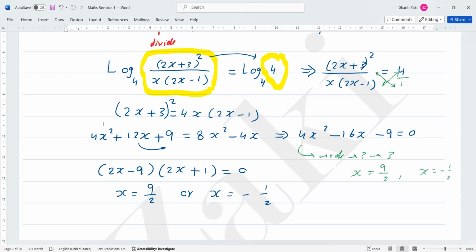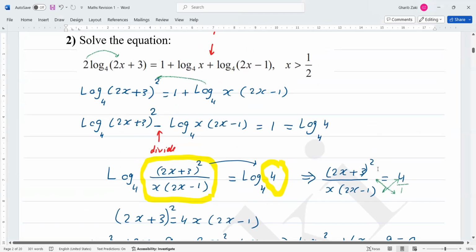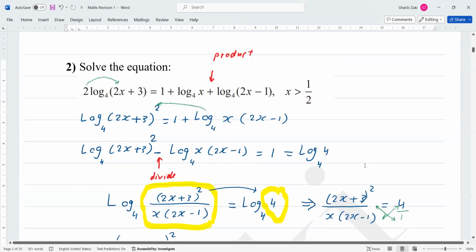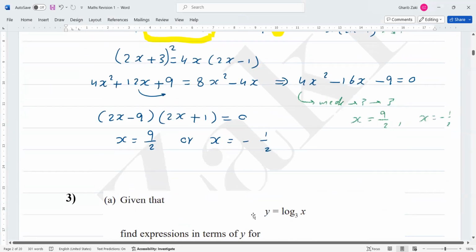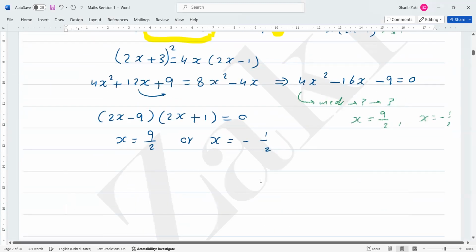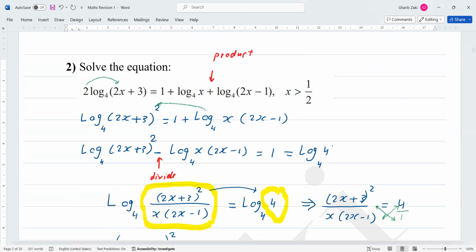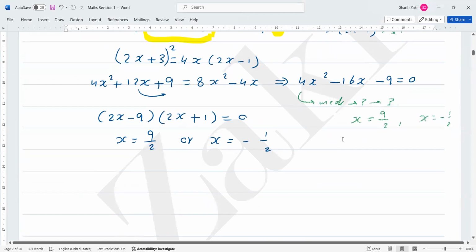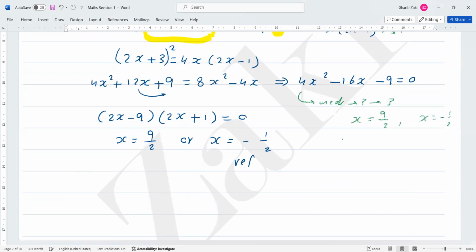What about negative half? We have log x in the question, so x cannot be negative or 0. And also in the given, it says x is greater than half. Then we reject x equals negative half. So this is refused. The solution of this equation is x equals 9/2. Okay, now let us see another question.